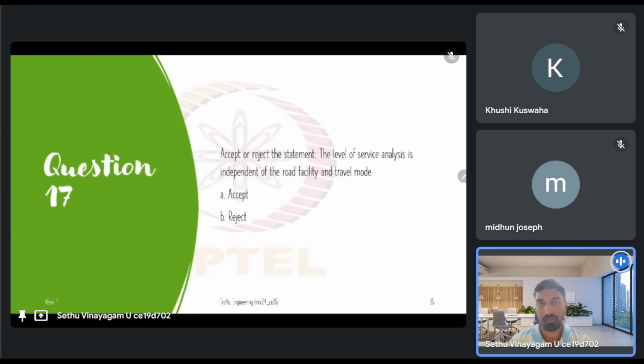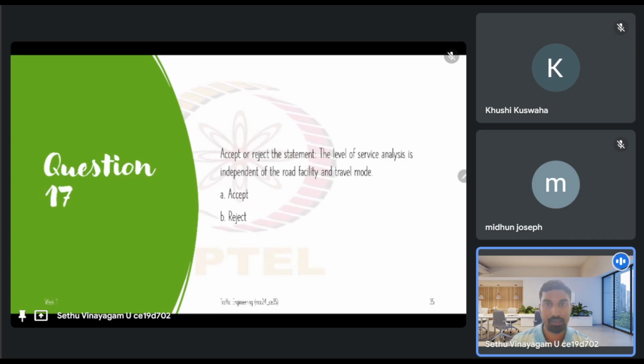So where do we use the level of service? When we are looking at the performance evaluation, right? So how well is a facility performing? That's when we go for the level of service analysis. Here it says that this analysis is independent of the type of the facility and the type of the mode that we are considering, right? Which is not correct, because the level of service analysis will change depending on the type of facility that we are working with. Why?